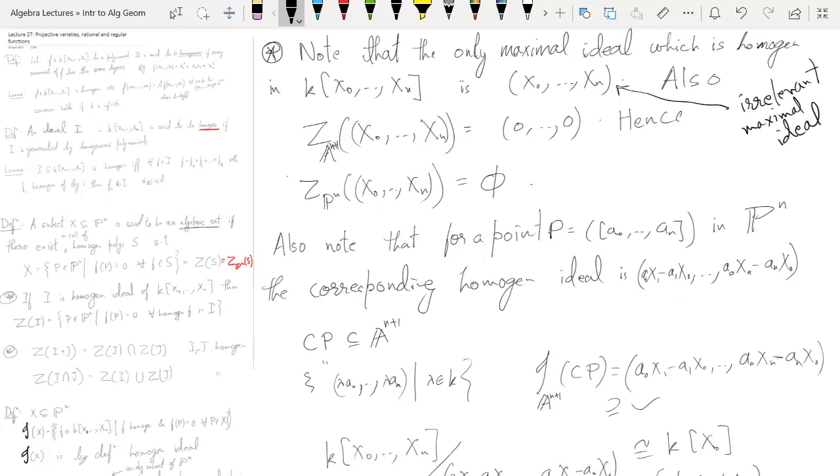So if you are trying to figure out what is the zero set of this irrelevant maximal ideal in Pn, you'll get the empty set. Yeah. So you consider P such that f of P is 0 for all homogeneous polynomials in this ideal, then you can't find any such P.